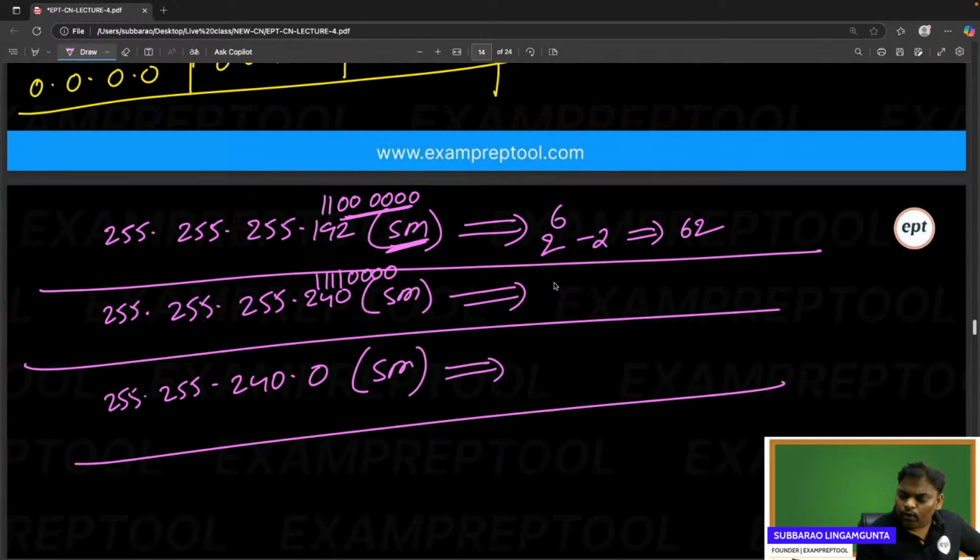I think 4 bits for host purpose. 2 power 4 minus 2. 2 power 4 is 16. 16 minus 2, 14. Right? Next one. So if you see, everyone observe.